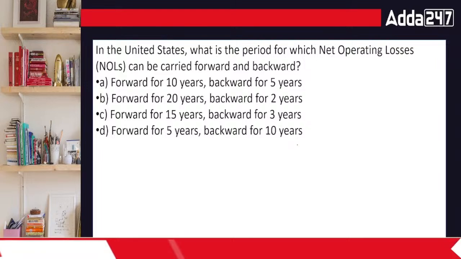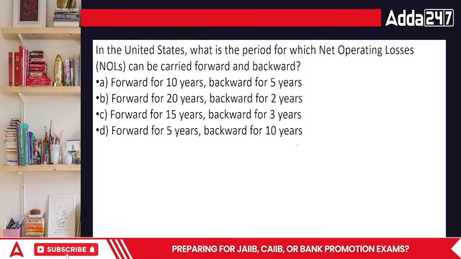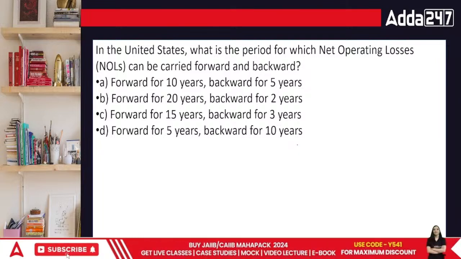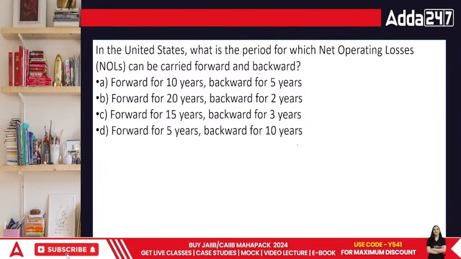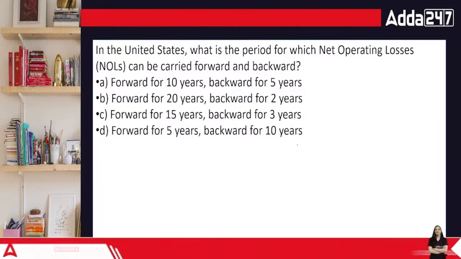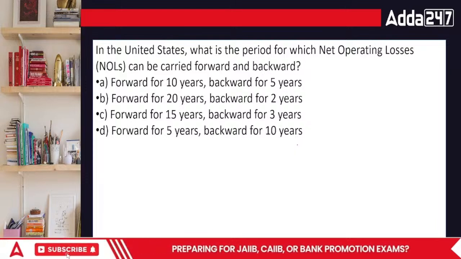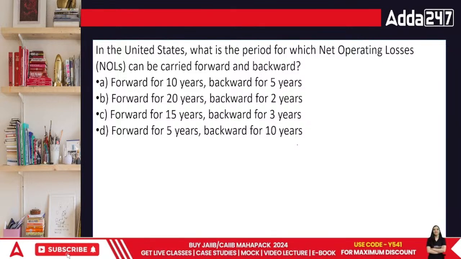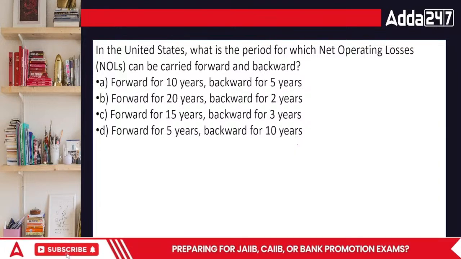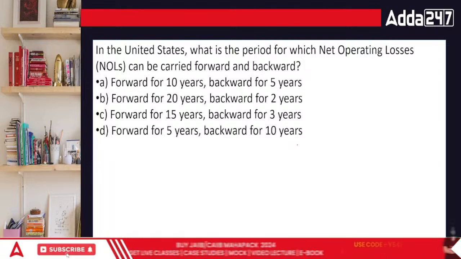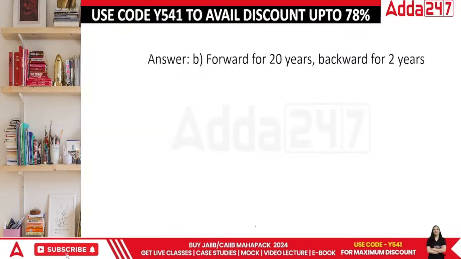In the US, what is the period for net operating losses that can be carried forward or backward? Is it 10 years forward and 10 years backward, 5 years forward and 20 years backward, 20 years forward and 2 years backward, 15 years forward and 3 years backward, or 5 years forward and 10 years backward? What's going to be the answer, everyone? In terms of the US, you can extend it up to a maximum of 20 years forward and 2 years backward.